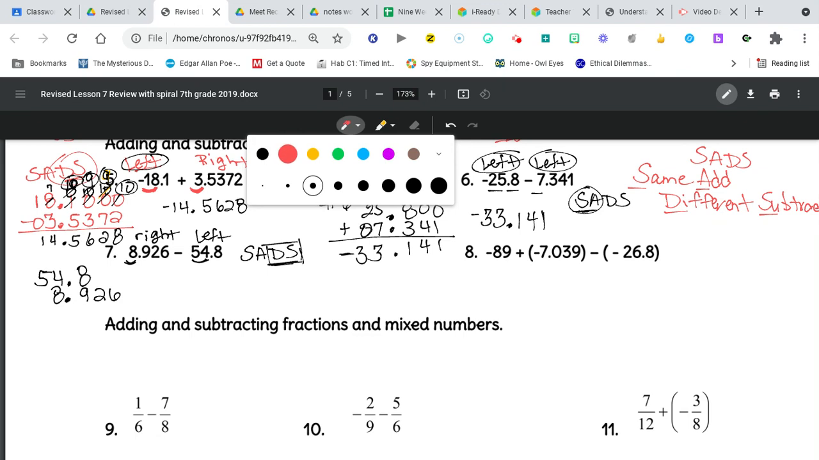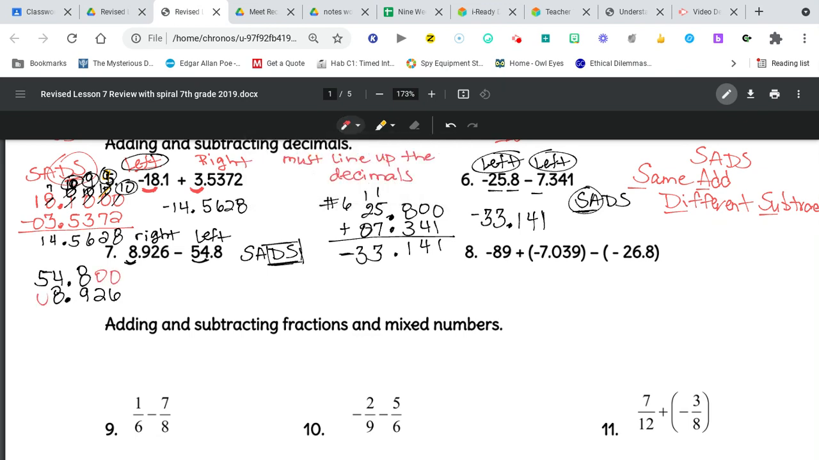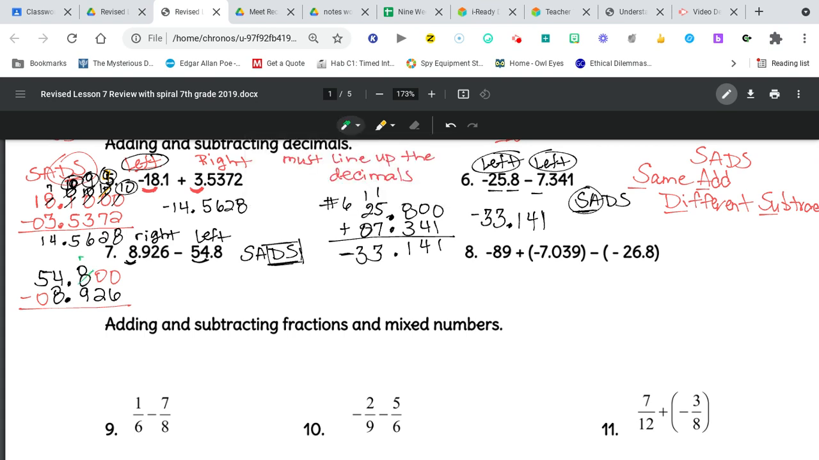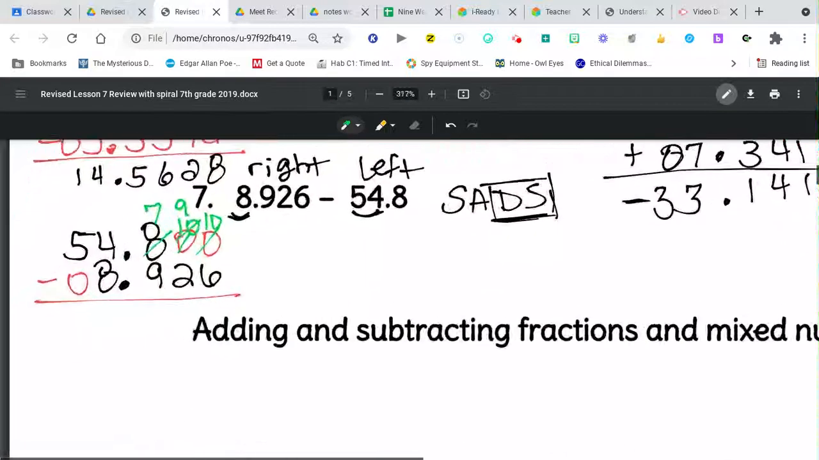Filling these empty spaces with zeros. And subtract. I'm going to have to regroup on this one too. Lots of regrouping. That becomes a 7. This will become a 10, which will then become a 9, so that can become a 10.